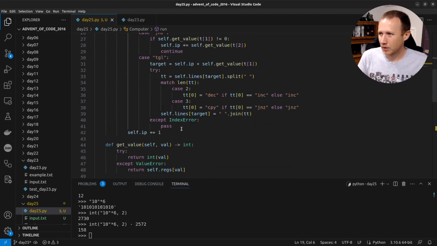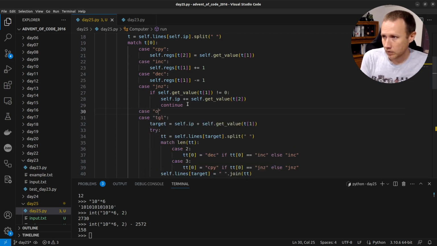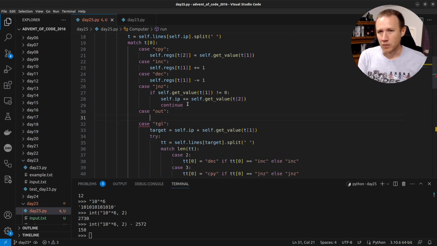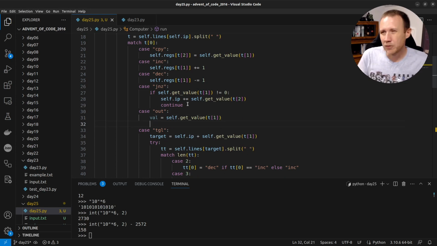We're going to use it for a little bit more than output. Case out. And so what are we going to do? We'll say value equals self.get value of t1. So we get our first value out of here. And if you're not familiar with this computer, I recommend you go back and watch the previous videos. I'll make sure to include links in the description, where I made the computer.